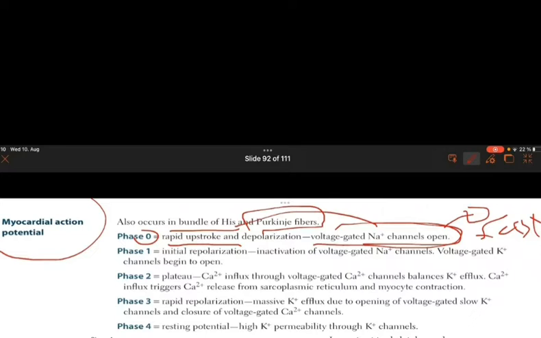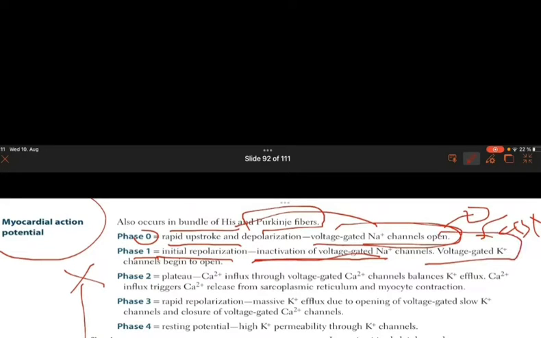Now, after the sodium channels open and the sodium goes inside the cell, what happens next? Phase 1. In phase 1, you have initial repolarization. This happens because you have inactivation of the voltage-gated sodium channels. Now you have enough sodium inside the cell, so what will happen after that? The sodium channels will close. Inactivation of the voltage-gated sodium channels.